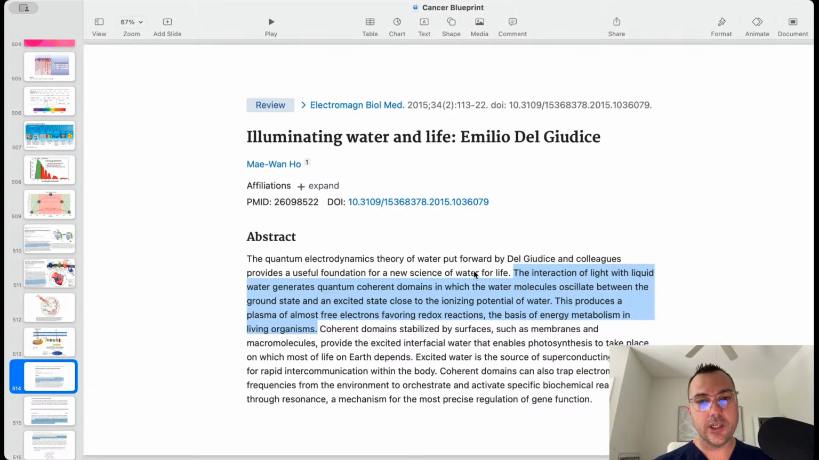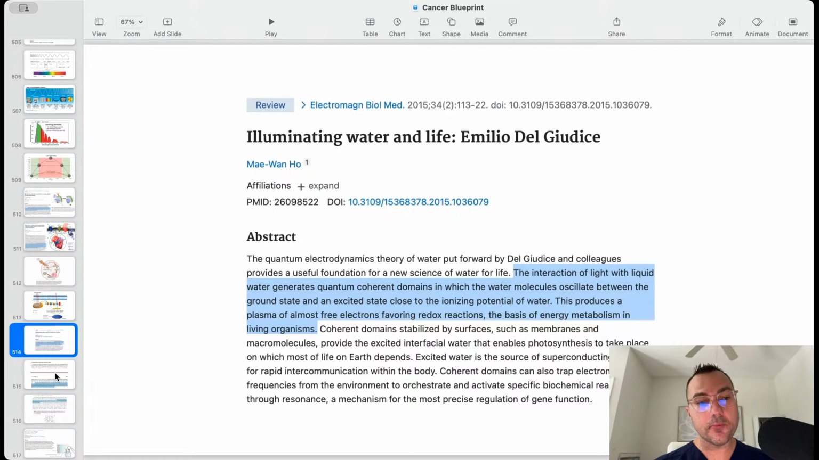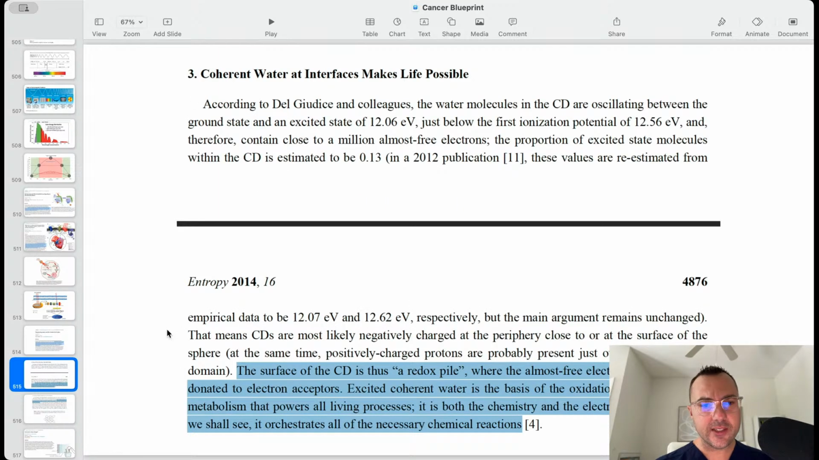And what Del Giudice and his colleagues said is the interaction with light and liquid water generates quantum coherent domains in which the water molecules oscillate between a ground state and an excited state close to the ionizing potential of water. This produces a plasma of almost free electrons favoring redox reactions, the basis of energy metabolism in living organisms. So this is a much different way of looking at how energy is produced within a cell. And it says here that the coherent domain is thus a redox pile where almost free electrons can be readily donated to electron acceptors.